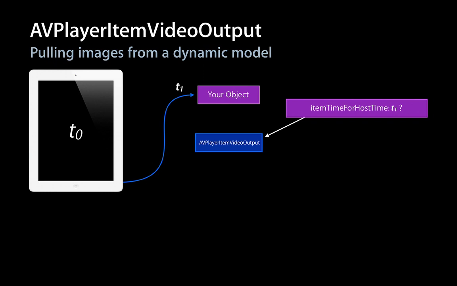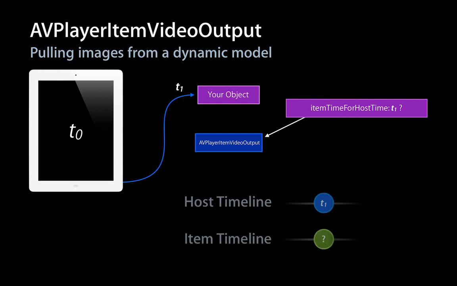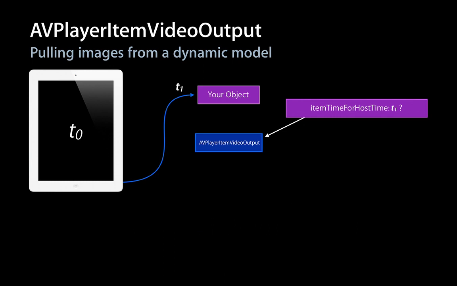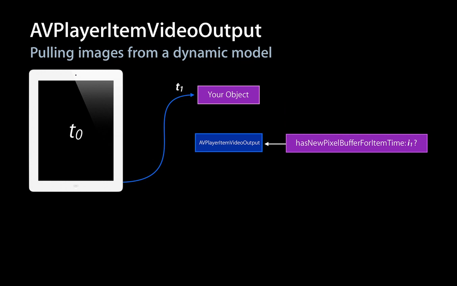The next thing that you're going to do is try and convert that host time into the item timeline. You can call item time for host time. And what you're doing here is you're asking AV Foundation to do that time calculation that we saw earlier. For T1, what's the appropriate image time? What's the value in the green circle? Once AV Foundation has done the arithmetic to do that for you, you now know what the image time, the item time, is that you need to ask for.